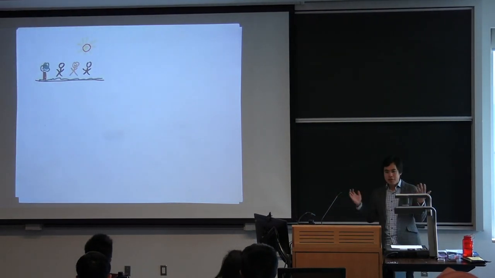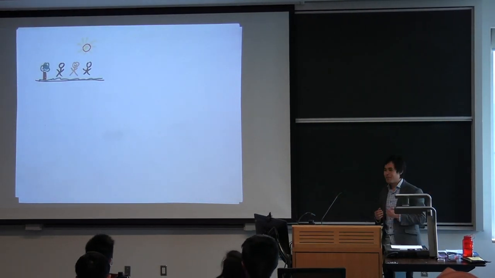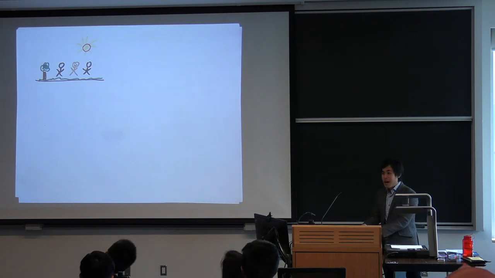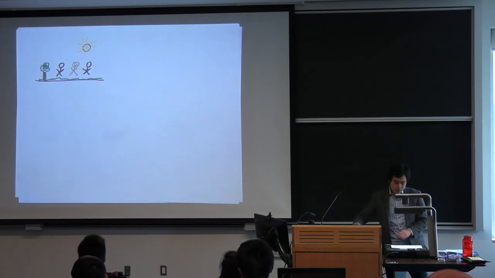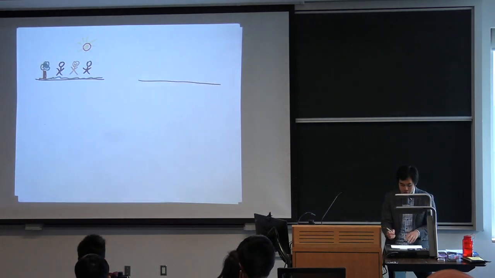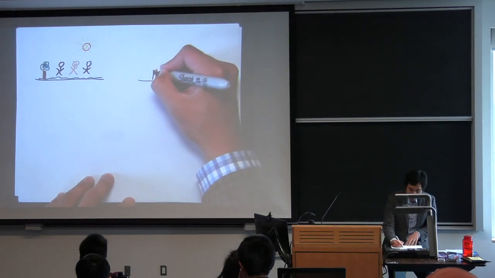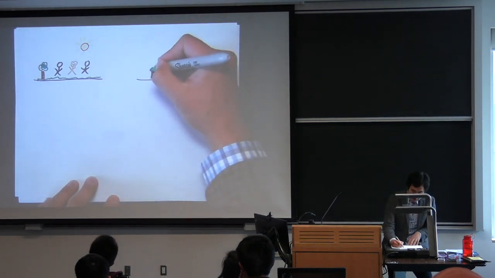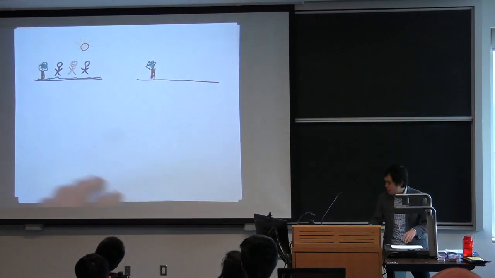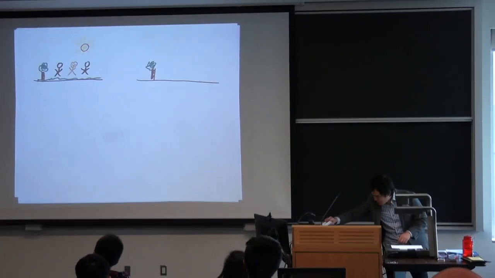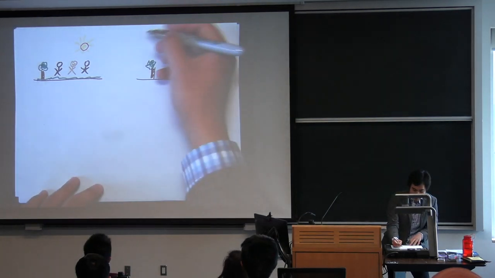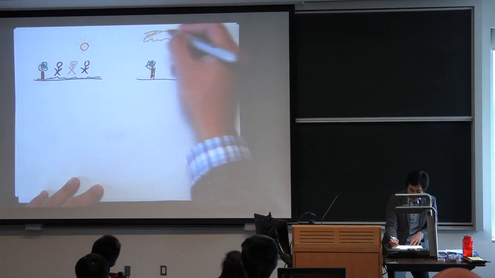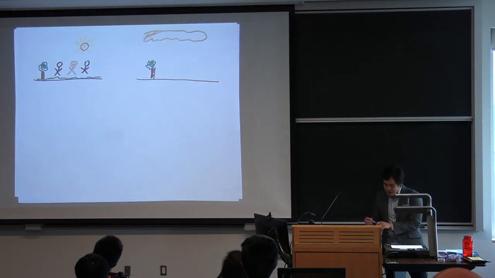Unfortunately, you all know that it isn't always sunny here in Toronto. Sometimes it's the opposite of sunny. In fact, sometimes it's raining. And what happens when it's raining? Well, the situation might be quite different. We still have the tree here, but it's a little bit less happy because it's being blown in the wind. We have some terrible storm clouds, and it's raining.